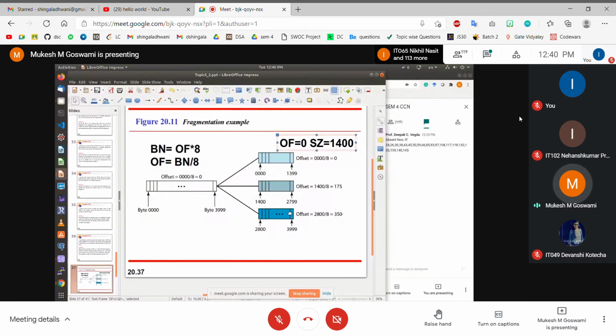Right? Similarly, the first byte number of the next fragment is 2800. Therefore, the offset value can be obtained by 2800 divided by 8, that is equal to 350. So for this fragment, the offset is 0, size is equal to 1400. For this fragment, the offset is equal to 175, size is equal to 1400, and for this, the offset is going to be equal to 350. Right? So that is how you can determine the offset value.